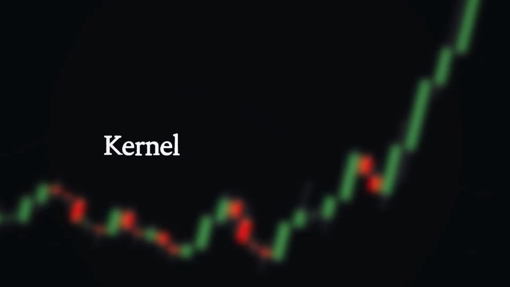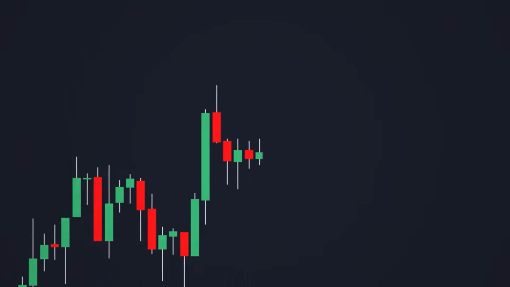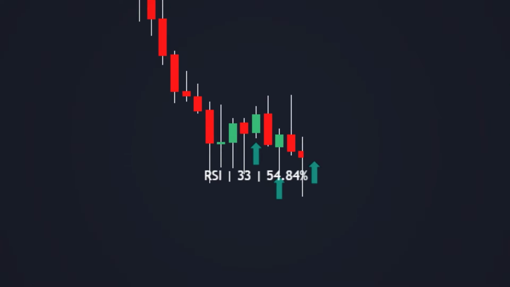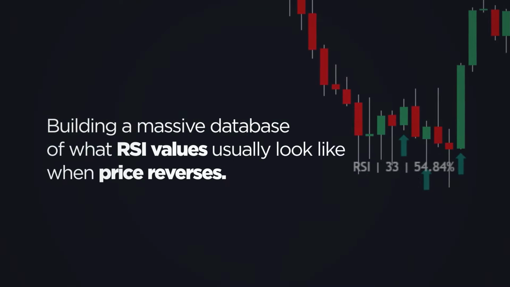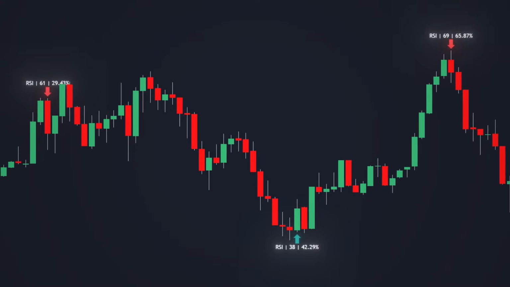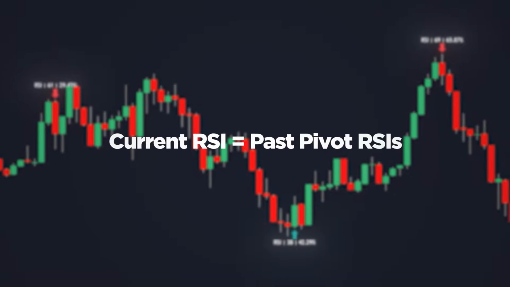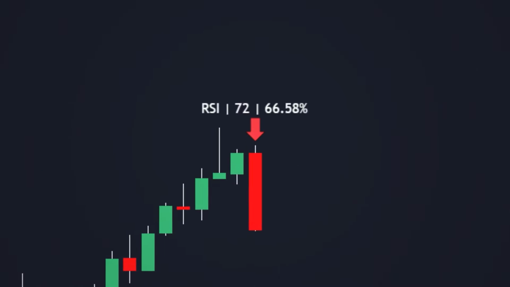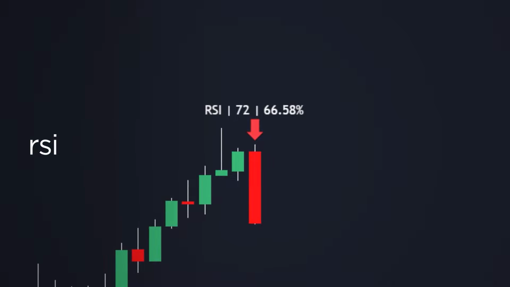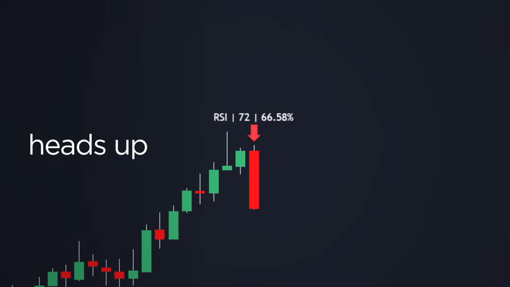KDE stands for Kernel Density Estimation. Here's how it works. Every time a candle forms a true pivot or a clean local high or low, the indicator saves the RSI value of that candle. It does this over and over, building a massive database of what RSI values usually look like when price reverses. Then, using KDE, or basically just a fancy way of saying probability math, it figures out how similar the current RSI is to those past pivot RSIs. So instead of just going, hey, the RSI is at 72, the market is probably overbought, it says, this candle's RSI looks exactly like those pivot tops we've seen 2,000 times before. So heads up, this might be a reversal.